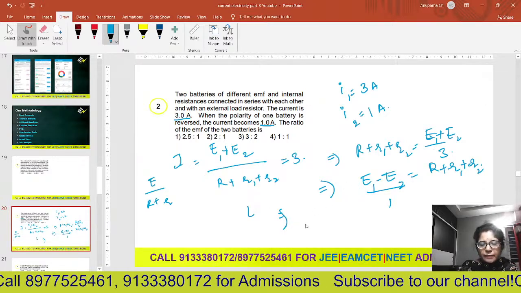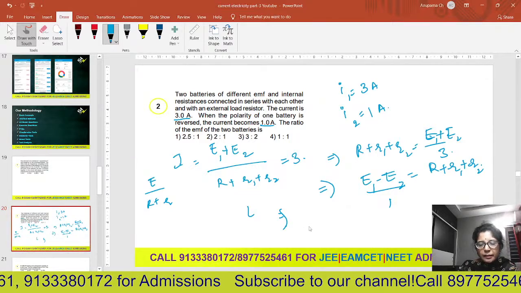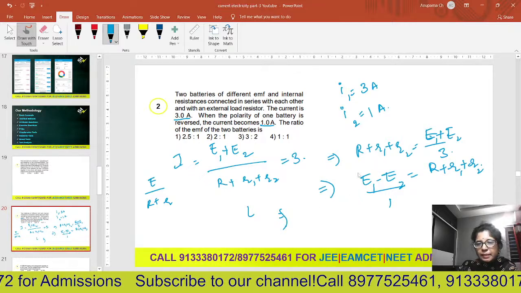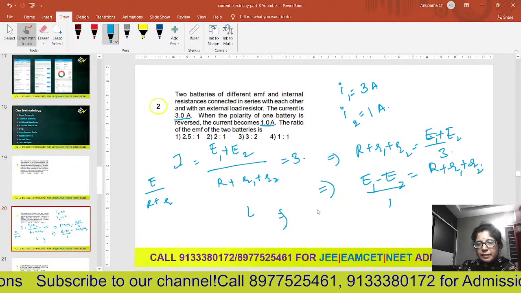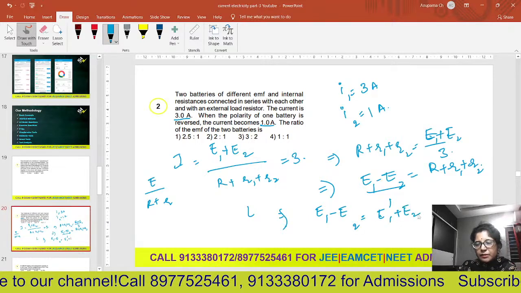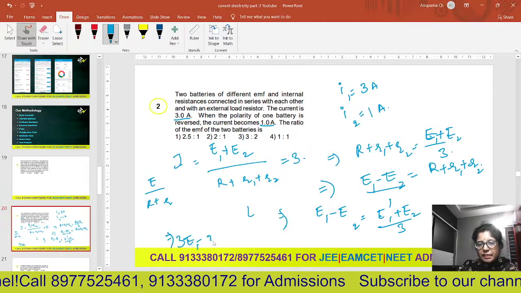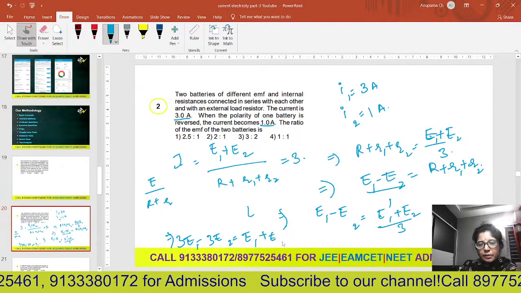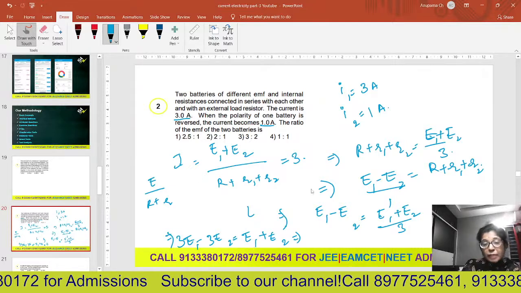Now equating all these, you get this, I can write as 3, I think, isn't it? This I can write as E1 minus E2 is equal to E1 plus E2 by 3. This you bring here, you get 3E1 minus 3E2 is equal to E1 plus E2. Right? Now this E1 comes this side, it will be minus E1.